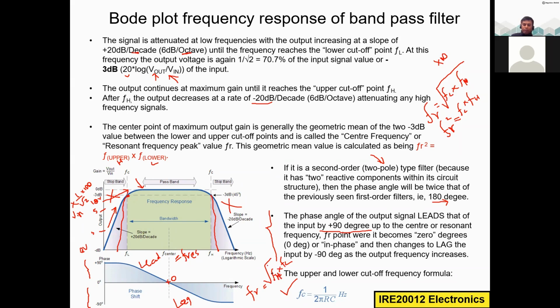Of course, if you square it, then this square root will be gone. So you can remember either way, but this is the better way. Instead of FR squared, you just remember FR is equal to FL times FH under square root.